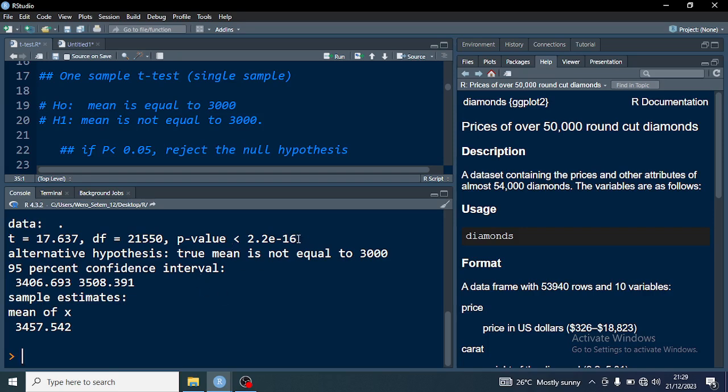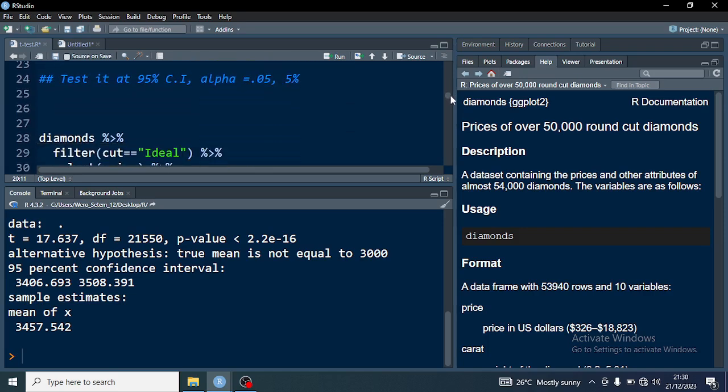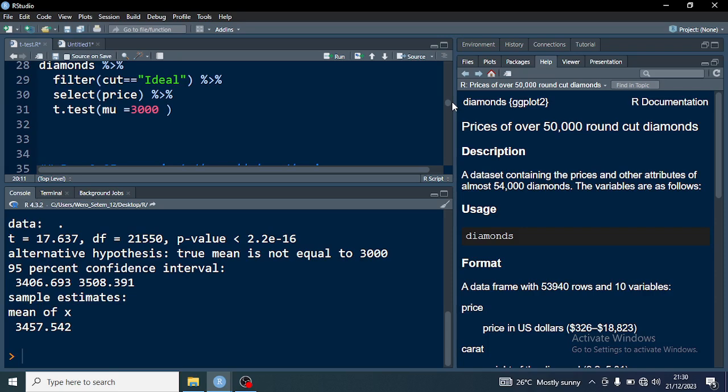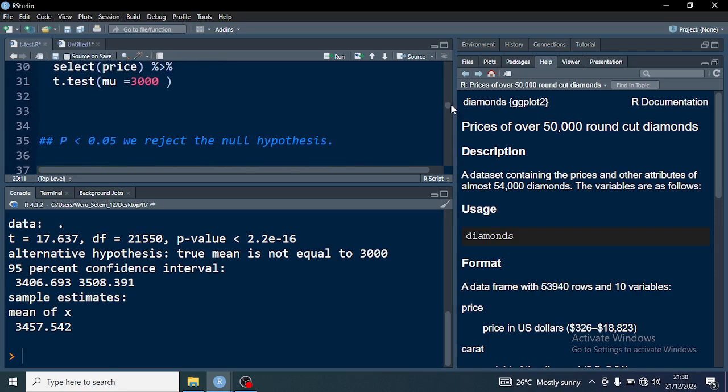So that means if the p-value is less than 0.05, we reject the null hypothesis. We reject the hypothesis that the mean is equals to 3000. If we reject the null hypothesis, that means we accept or we conclude the alternative hypothesis. So here we conclude that the mean is not equals to 3000. So basically that is one sample t-test. And if you understand the one sample t-test, then the other t-test will be very easy.